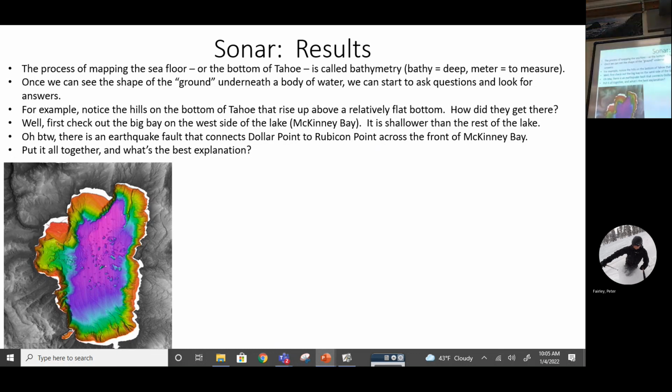So, look at those hills. There they are right there. Did you see that? They got circled. That should probably be a different color so it shows up better.